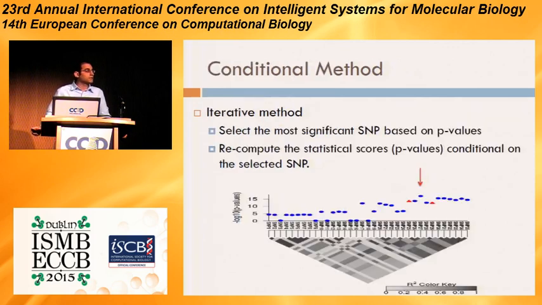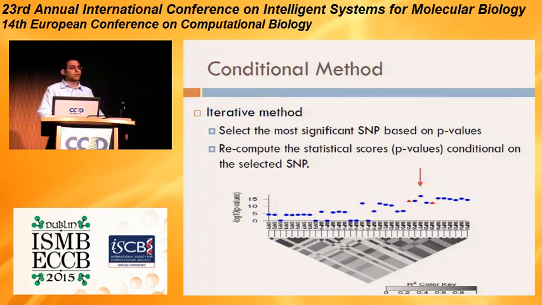So the conditional method is an iterative step. In each iteration, you pick the most significant SNP as causal, and after you consider that SNP to be causal, you recompute the marginal statistics of all the variants, given that that SNP is causal. And you keep doing this process until all the SNP significance scores fall below a threshold.